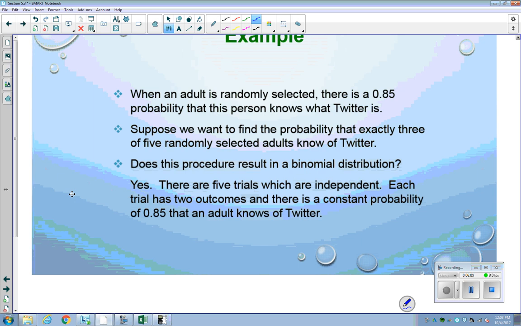And I'm asking if 3 of those 5 will know what Twitter is. There are 2 possible outcomes, yes or no. They're not going to be allowed to say, I don't know. It's either yes you do or no you don't. And we do know the constant for the probability, 85% of the population know what Twitter is. So my success is 0.85. My Q for failure would be 1 minus 0.85, which would be 0.15.